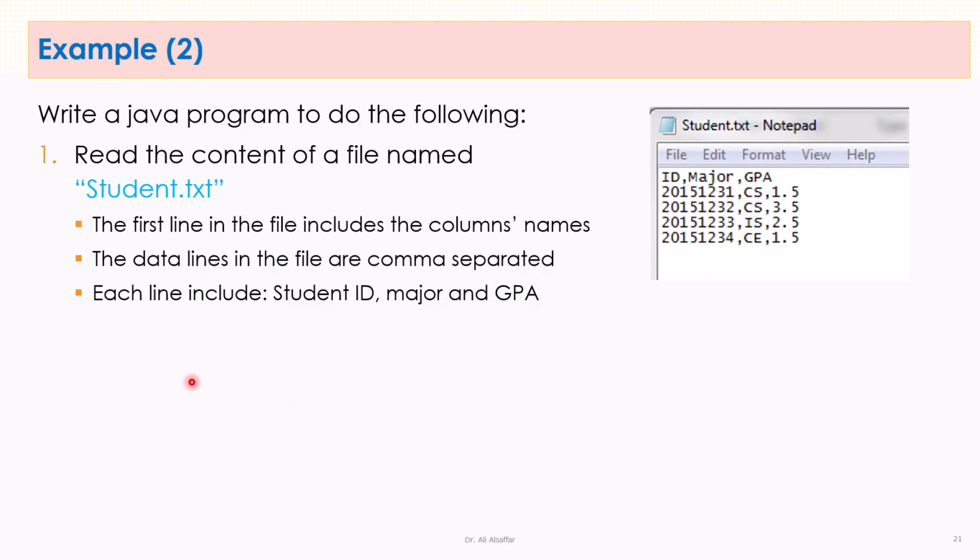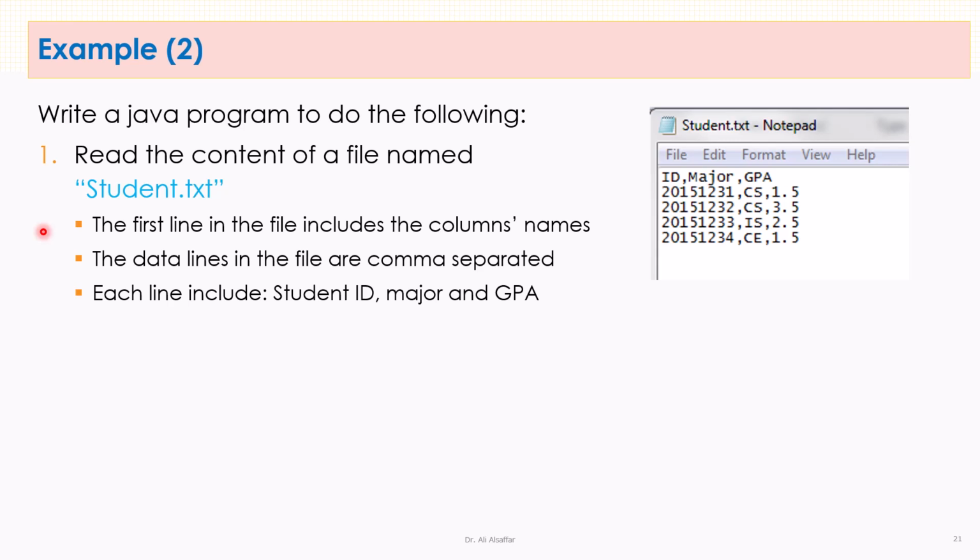As another example on processing a file that contains comma-separated values, we want to write a Java program to do the following. It reads the content of a file named student.txt, and this is a sample data inside the file. To understand the format of the data inside the file, it is better that you look at the data while reading the description of the data. So let us do this.